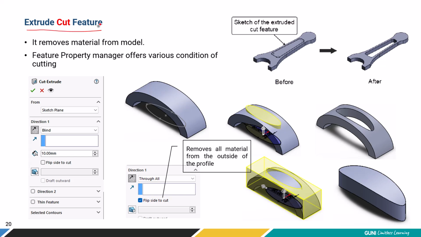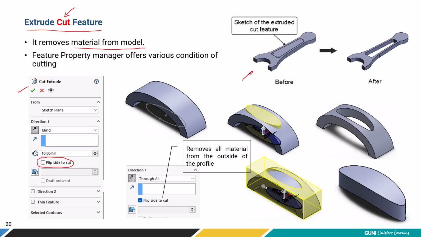Extrude cut feature simply removes the material from the model. That's why the word cut is added. Its property manager has the same options which we saw earlier in extrude features, except for this one option, flip side to cut.